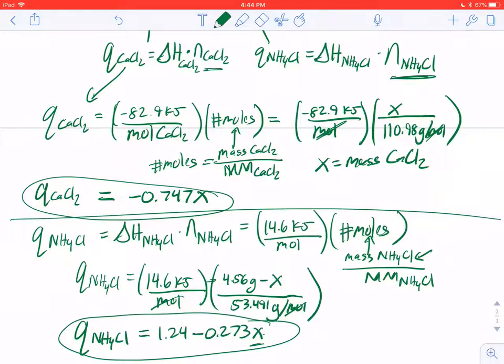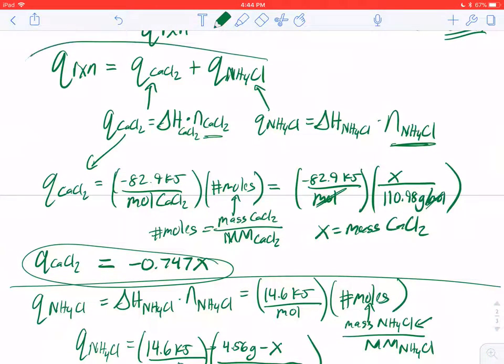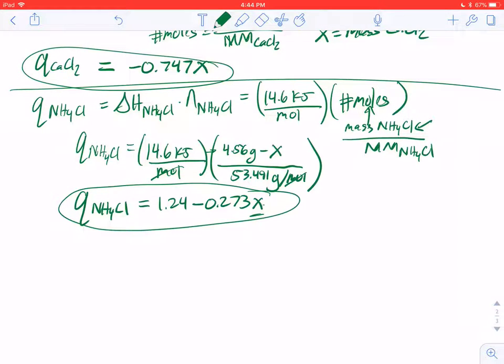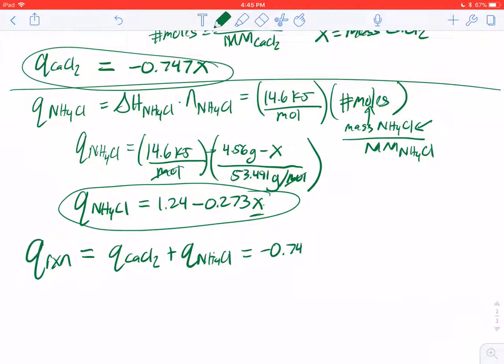So now if we just go ahead and scroll up here and go back to how we defined our total reaction heat, the heat for calcium chloride plus the heat for the ammonium chloride reaction, now the total of these two is going to be equal to our Q of our reaction. So now we get Q of calcium chloride plus the Q of our ammonium chloride reaction, so that's going to be negative 0.747x plus 1.24 minus 0.273x. And we already defined and calculated what the Q of our reaction is. We already found that it is negative 2.33 kilojoules.